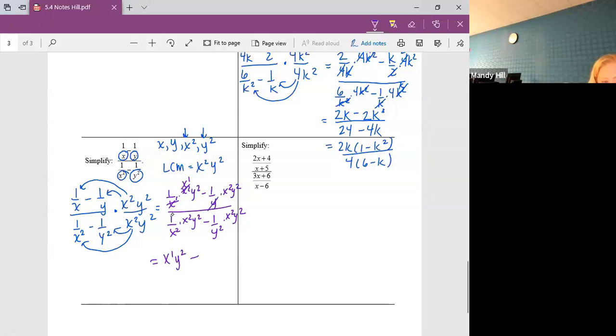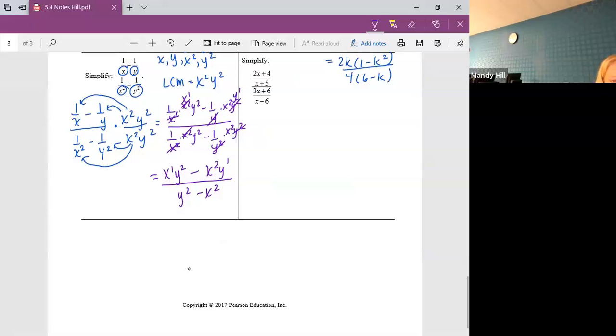One of these y's is going to take away one of these y's, so I've still got y to the first. So 1 times this stuff is going to be x squared y to the first. An x squared gets rid of an x squared, so I've got y squared on the bottom. A y squared gets rid of a y squared, so x squared on the bottom.